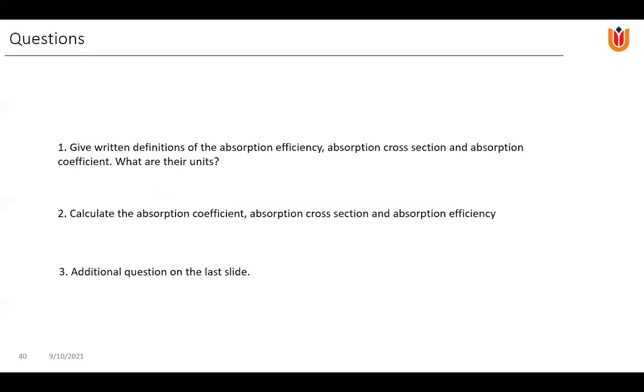So my questions are now for you. Given the written definitions that we had of the absorption efficiency, the absorption cross-section, and the absorption coefficient, and how they're all related to each other, what were they and what were the units? Question one, just to get started. Then, can you calculate the absorption coefficient, the absorption cross-section, and the absorption efficiency for this bilirubin concentration? And then there's an additional question, but that has to do with practicalities, but let's get back to that later.